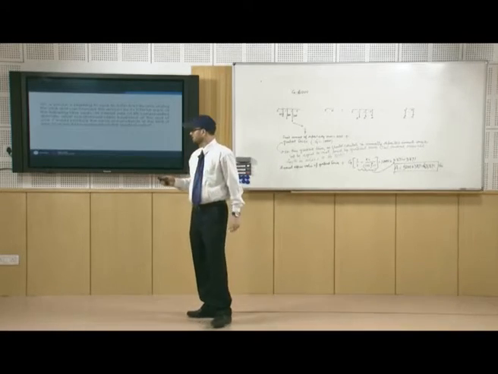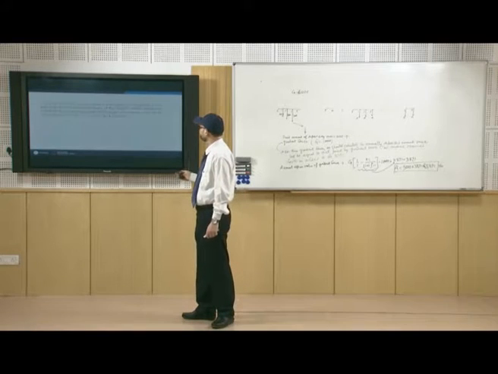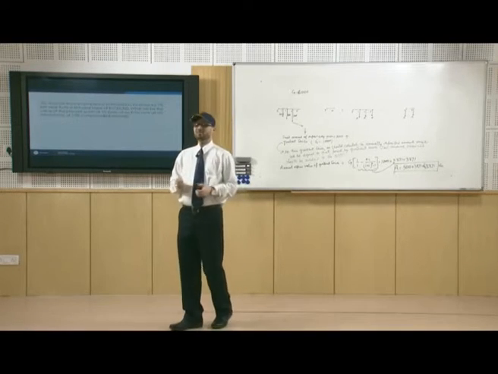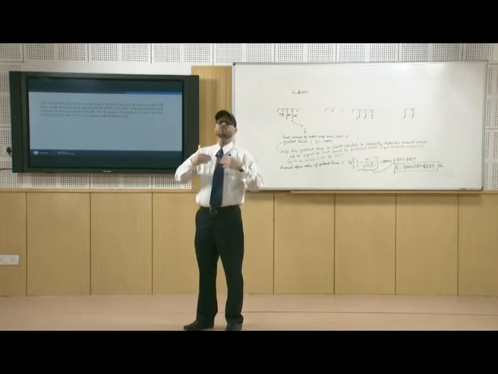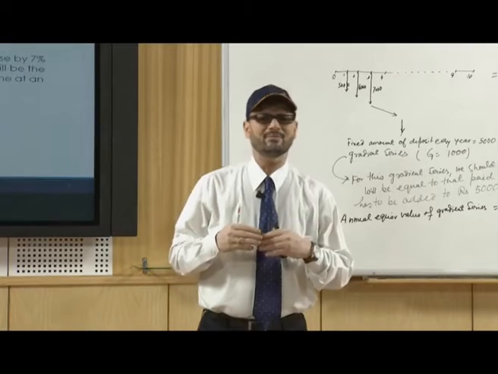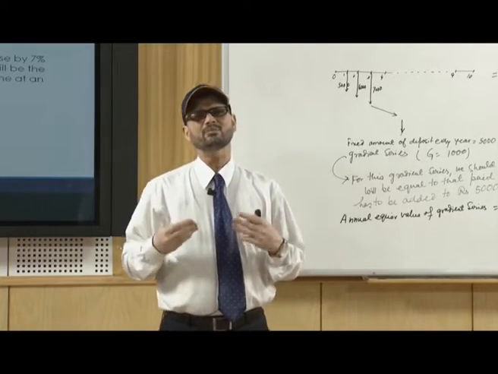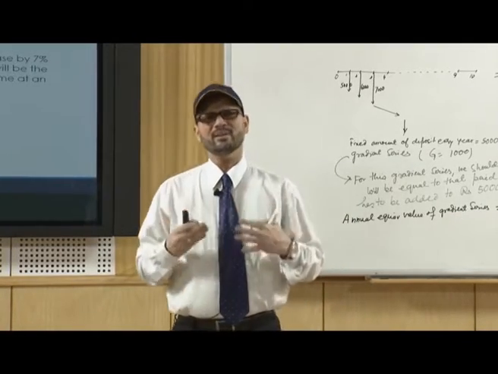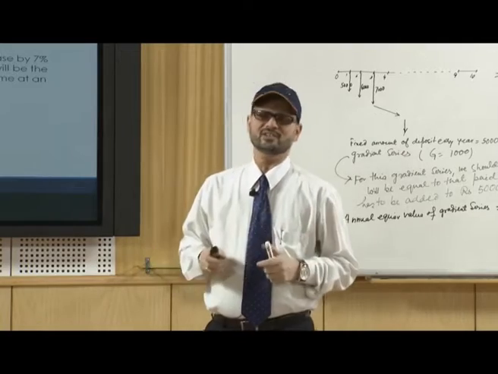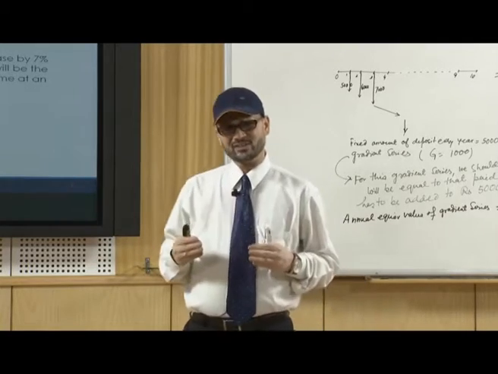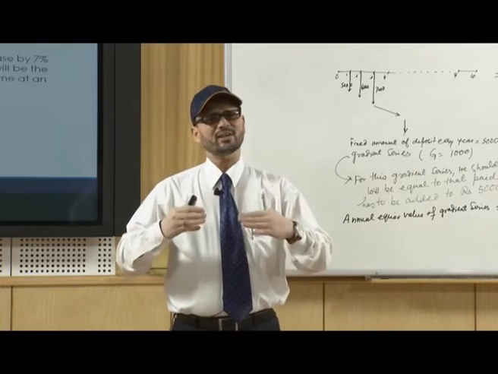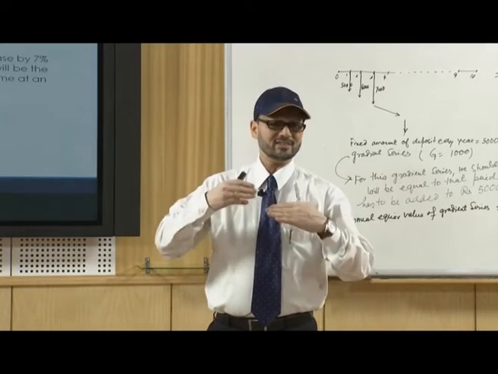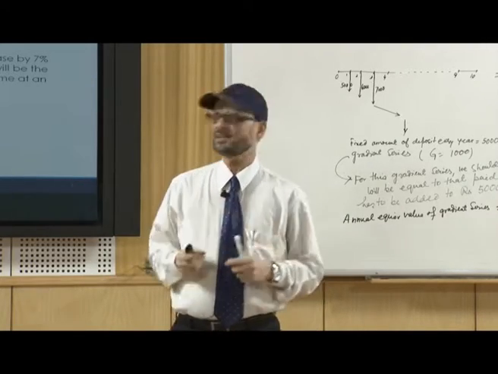Let us go to the next problem. The next problem is related to the geometric gradient series factors. We have basically discussed two types of gradient series factors. One is the uniform gradient series, another is the geometric gradient series. In the geometric gradient series, the gradient is not a constant amount, but it is increasing as a percentage.